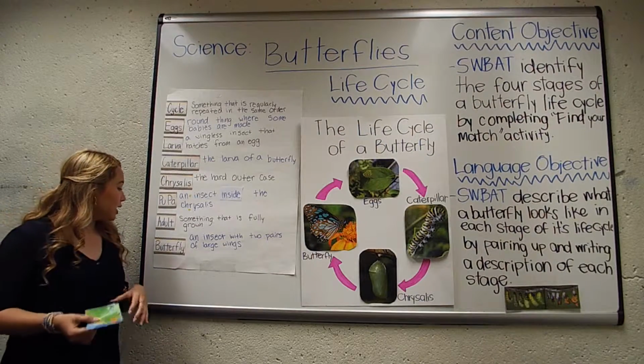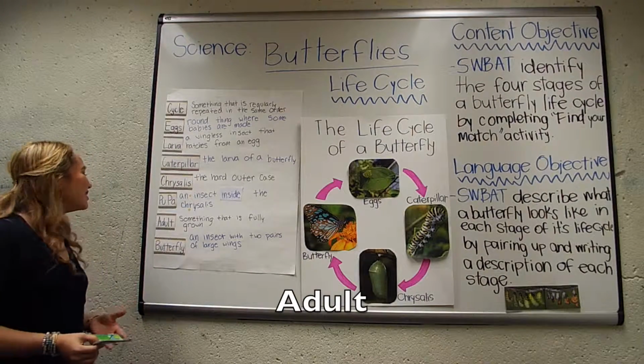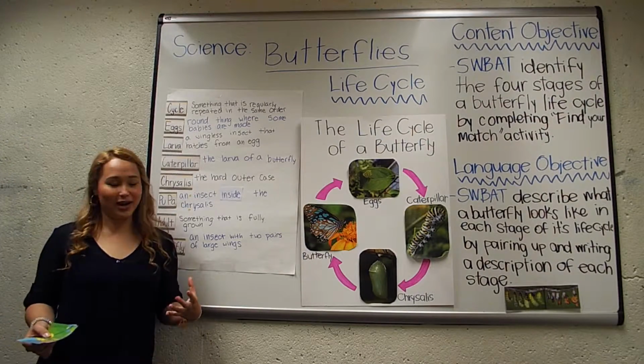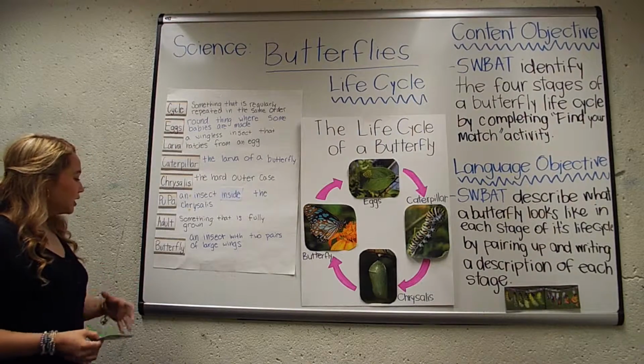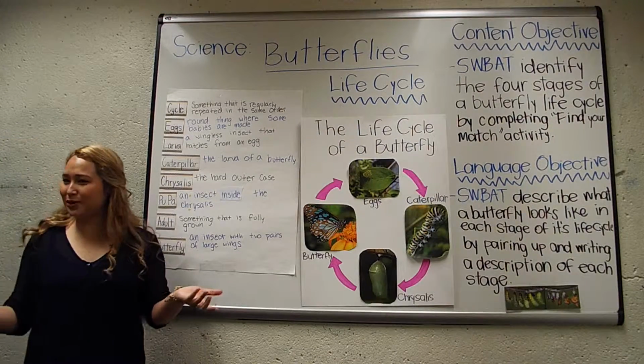Our next word is adult. Adult. Something that is fully grown. And then our last word is butterfly. Butterfly. Who can tell me what a butterfly is?